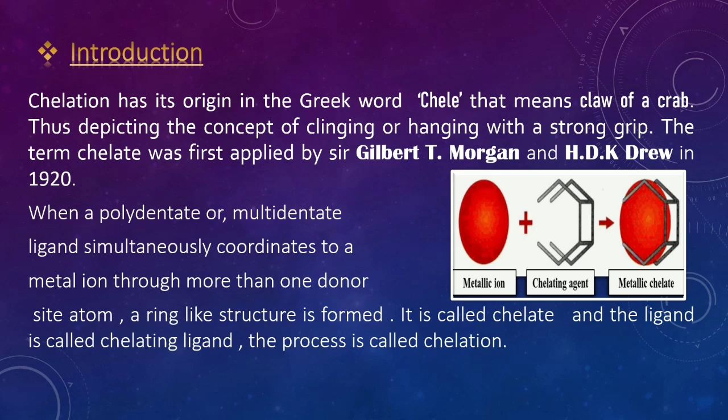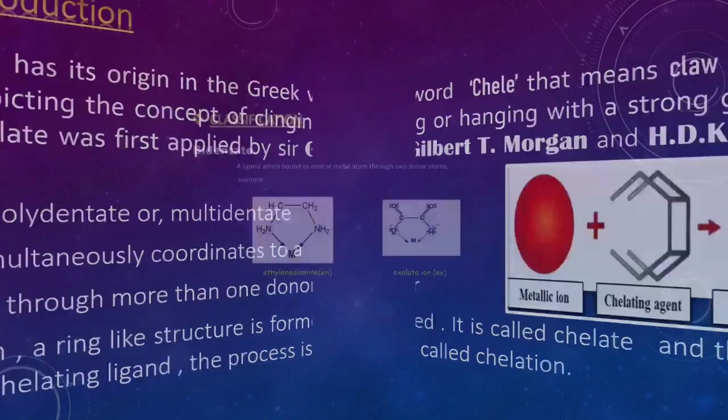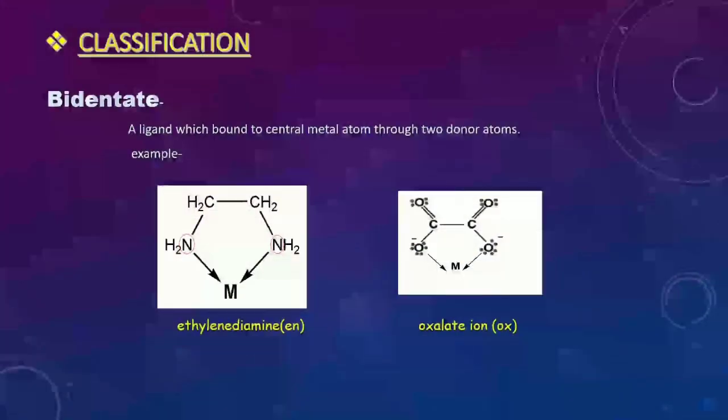So, as a definition of chelate, we can say that when a polydentate ligand coordinates to a metal ion through more than one donor atom, a ring-like structure is formed. It is called a chelate and the ligand is called a chelating ligand, and the whole process of formation of the ring is called chelation. Now, next is classification.